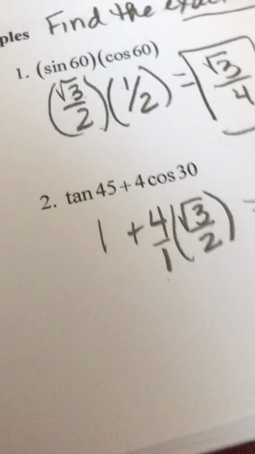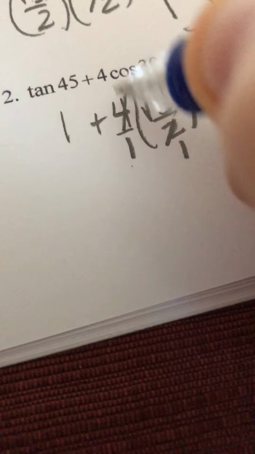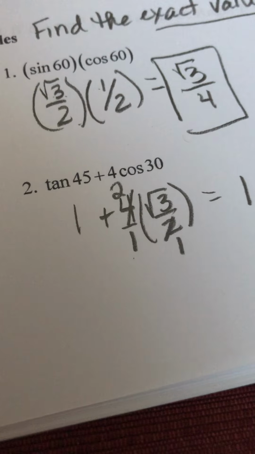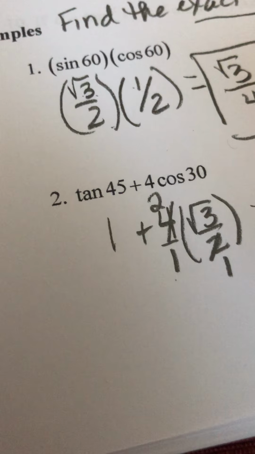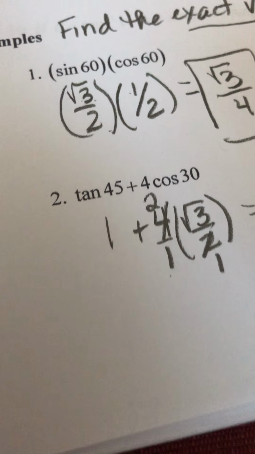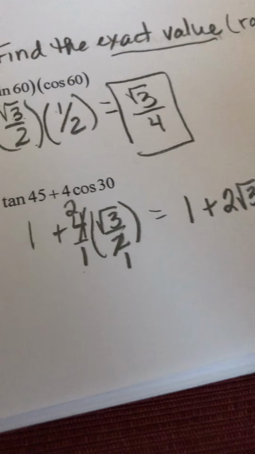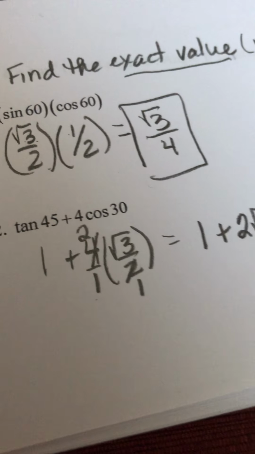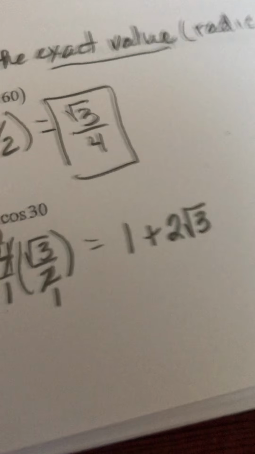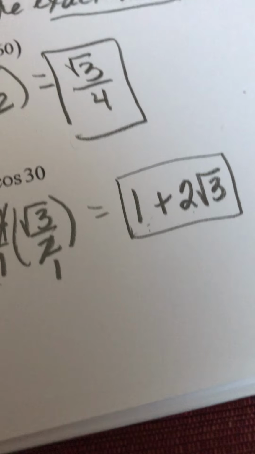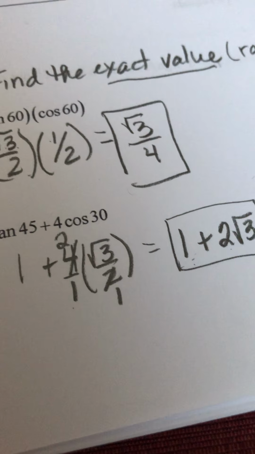This 4 is really over 1. We can reduce fractions. 2 goes into 2 once. 2 goes into 4 twice. Now we multiply. We have 1 plus 2 radical 3. We could put it over 1, but when 1's the denominator, we don't need it. And then don't combine. These are not like terms. This is like saying 1 plus 2x. Not like terms, so we can't combine them.